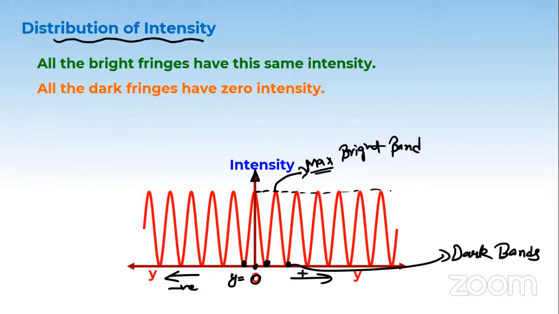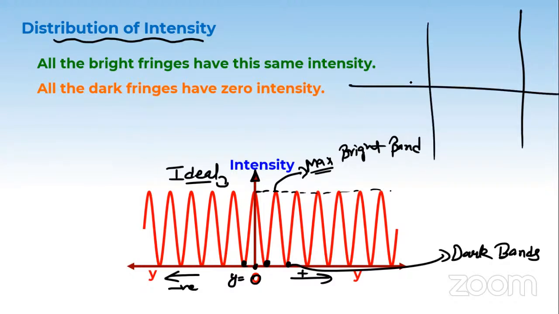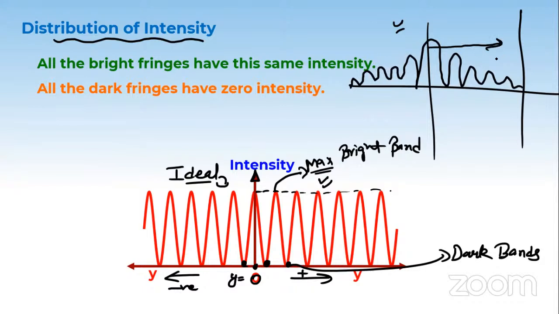Remember, students, one thing: this graph you can draw for the ideal condition like this. But for practical conditions, on the screen, the bright spots fade away with the distance from the central maximum. So the graph will be like this for experimental conditions. This is just an ideal condition. This is the real condition. For the real, the graph will be somewhat like this. That is, the intensity of the brighter spots decreases with the distance from the central maximum. I hope this is clear.